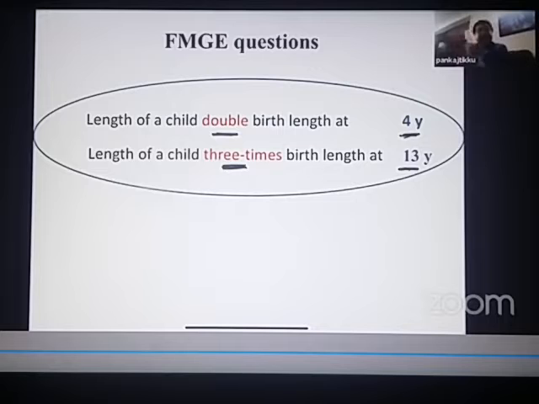How does the length change? As you can see, the length of a child becomes double the birth length at the age of 4 years and becomes 3 times the birth length at the age of 13 years.